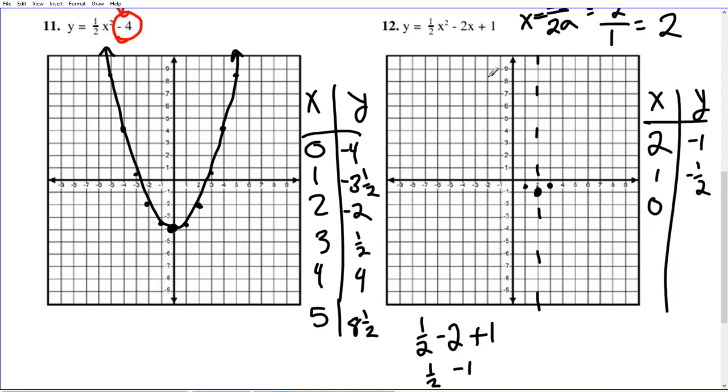I plug in 0. Well, I don't really have to do much for plugging in 0 because I know the y-intercept is going to be 1. Boom. 0, 1. And on the other side, symmetrical, 4, 1.